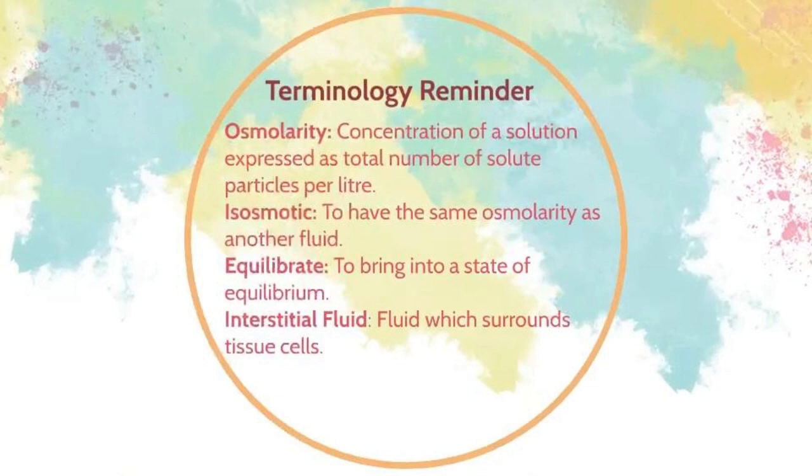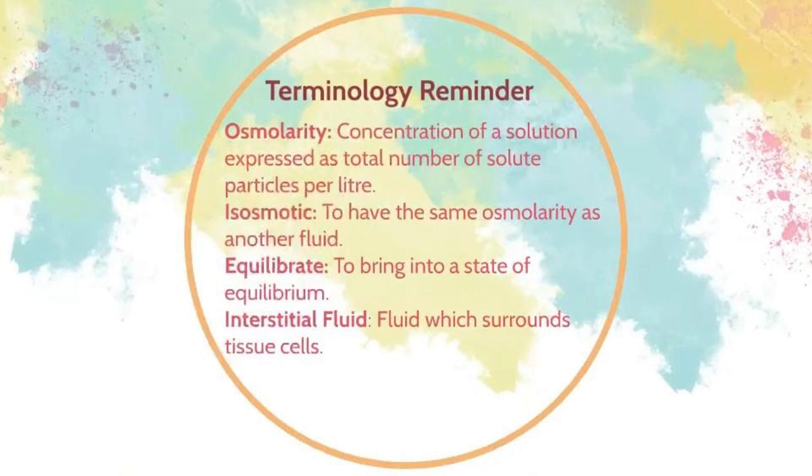Equilibrate. This means to bring to the state of equilibrium, which means that it is staying in the same state. So even if there is movement either way, ultimately the net outcome is the same. And then interstitial fluid. So this is the fluid which surrounds tissue cells. So as I mentioned a second ago when I was talking about the medulla, the interstitial fluid in the medulla can also itself maintain a certain osmolarity. And that is going to help in this filtration process.